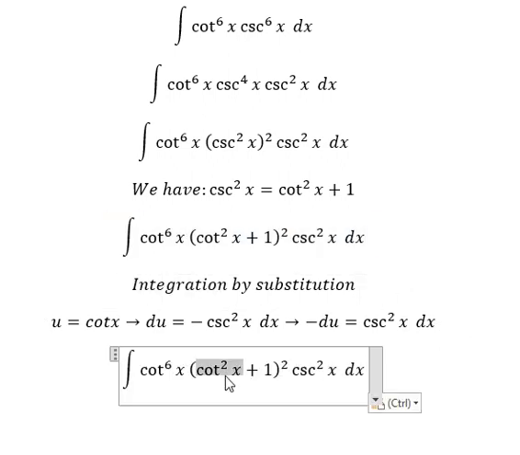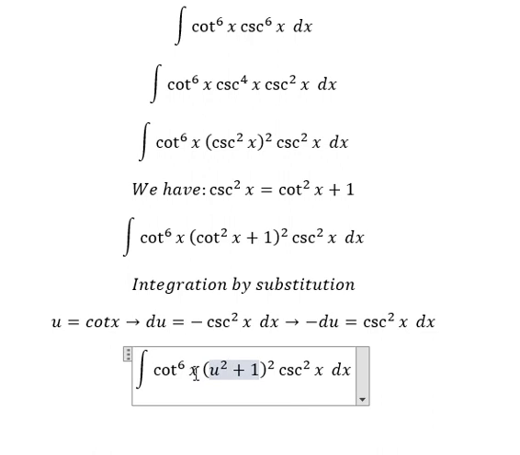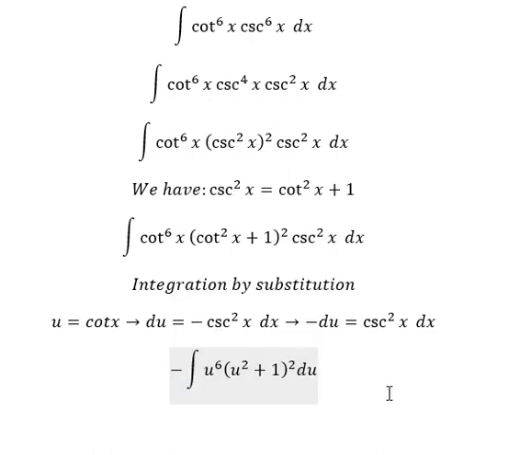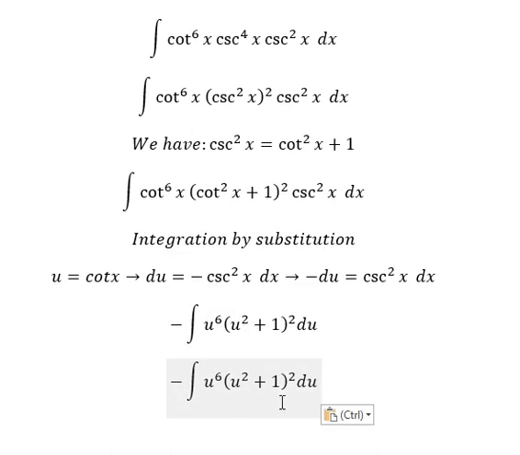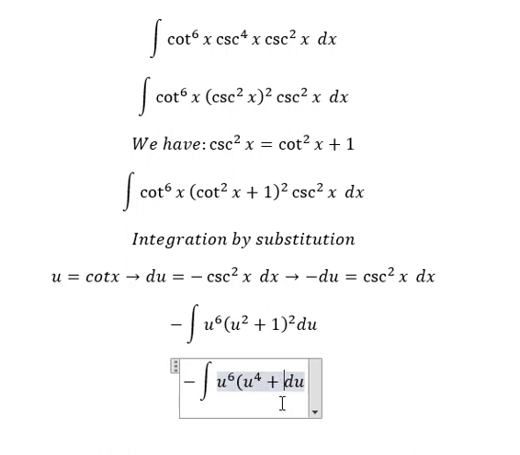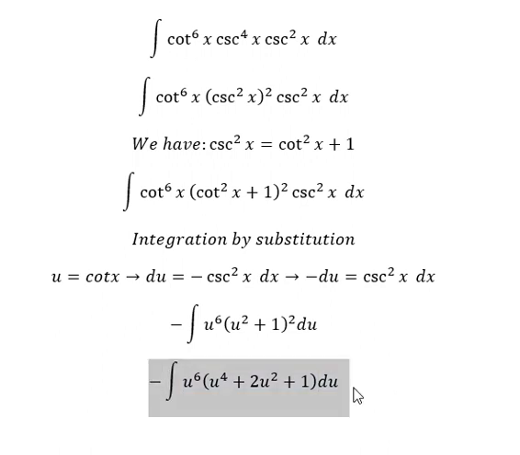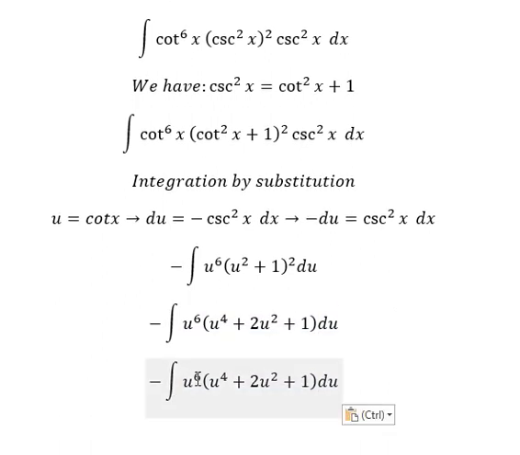So this one we change for u. This one we change for u. Cosecant of x dx we change for negative du. Now we need to expand this one. So u to the power of 6 multiplied by this one, and this one.